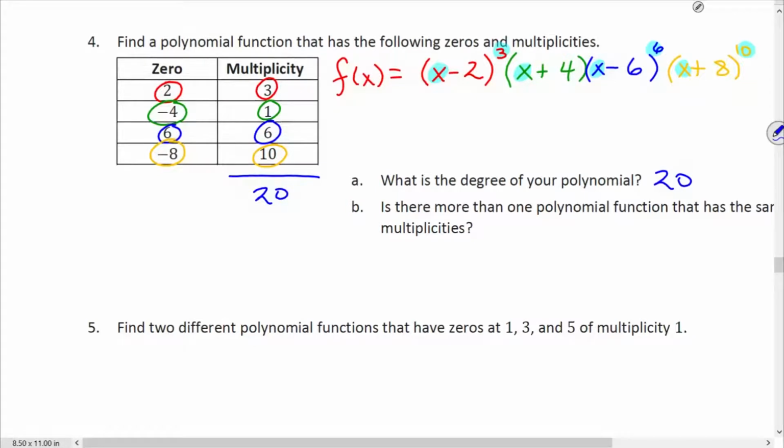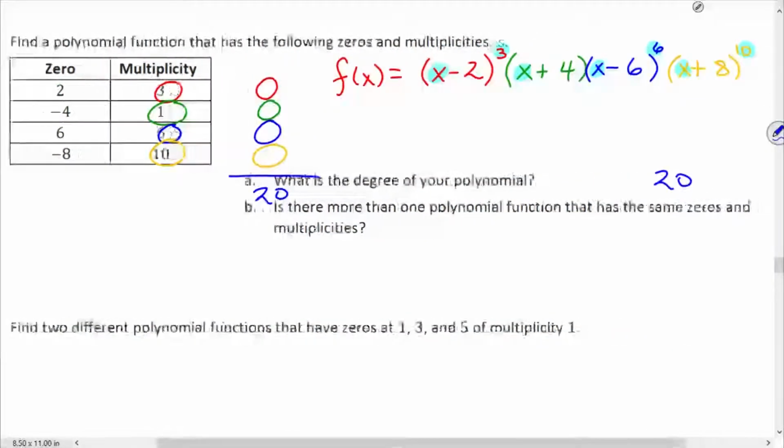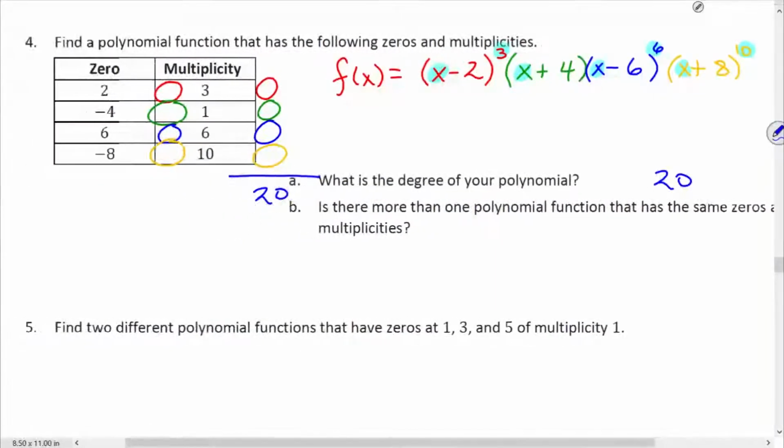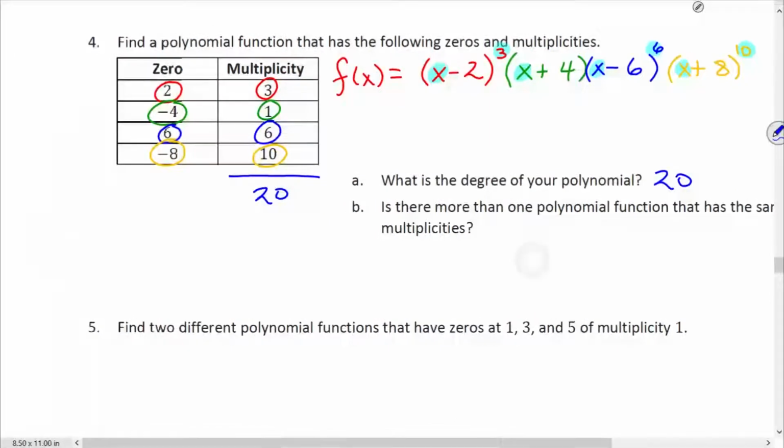Now the next question in B, which I have kind of cut off here, is: is there more than one polynomial function that has the same zeros and multiplicities? The answer actually is yes. The trick is I need to multiply this times something that will not change my zeros or my multiplicities. I could multiply the whole function by some constant, 2, or 3, or 1/2, or some other leading coefficient, that would give a different function but keep all the zeros and the multiplicities exactly the same.